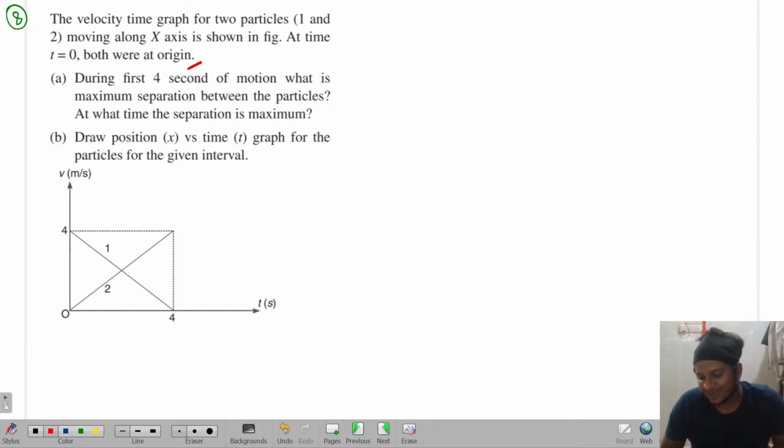Solve this question. Those who solve this question, a gift from my side, if you can find the maximum separation between the particles.